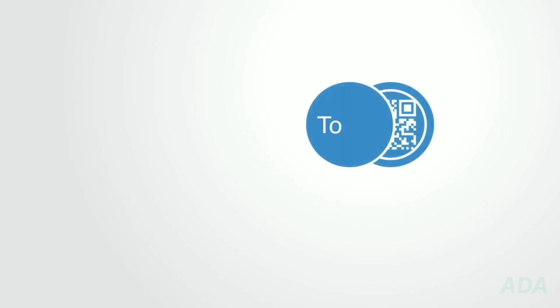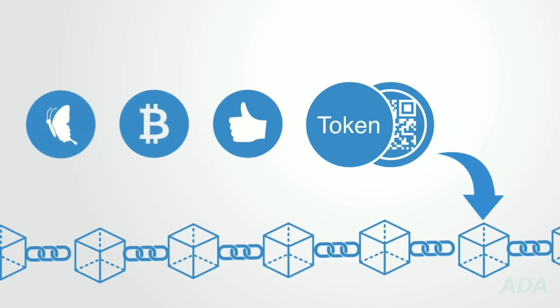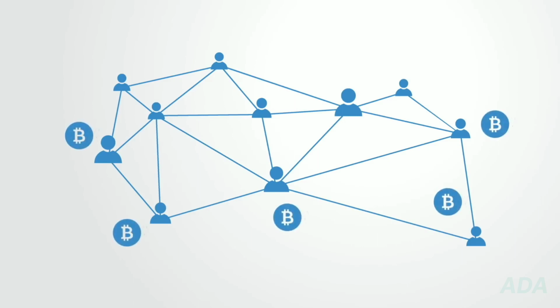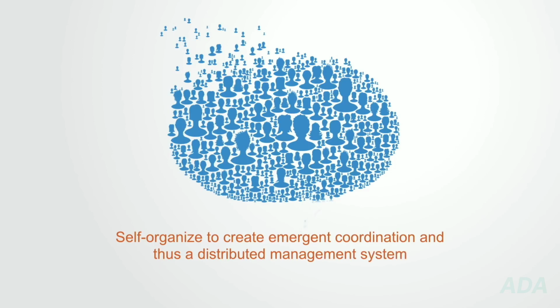A token is a quantified unit of value that is recorded on the blockchain. This value may be of any kind. It may be likes on social media, it might be a currency, it might be the integrity of an ecosystem, or it might be an electrical unit. Token networks consist of a network of independent nodes that act autonomously, but through incentive structures and the signaling system of the market, self-organize to create emergent coordination and thus a distributed management system.